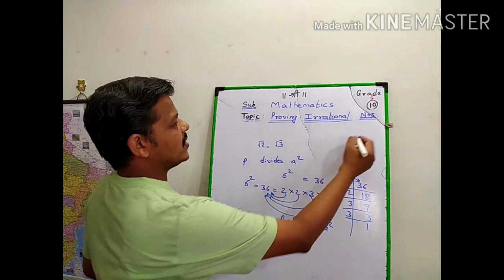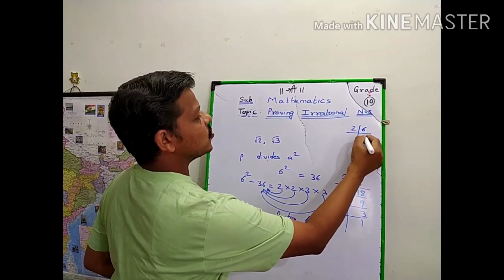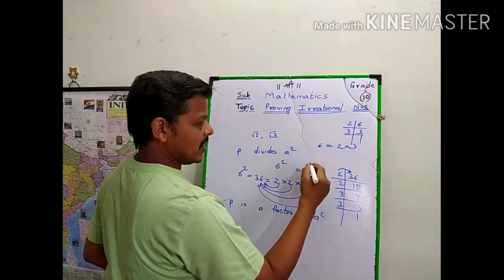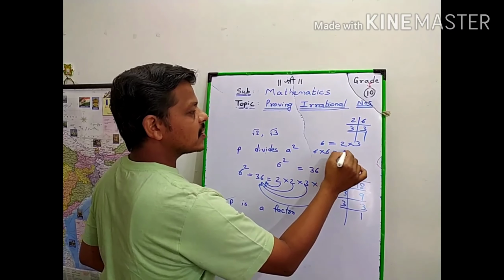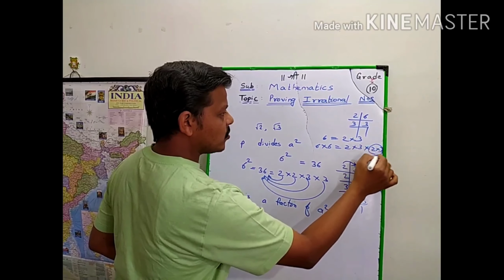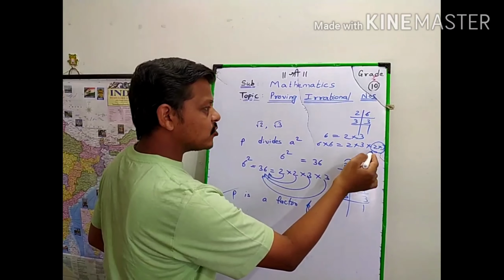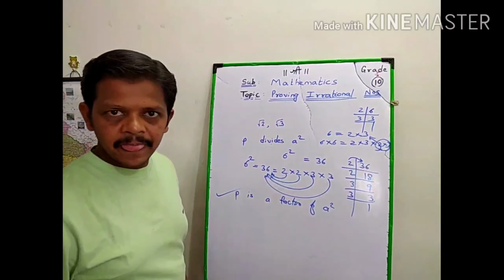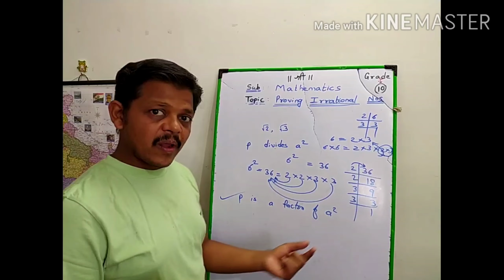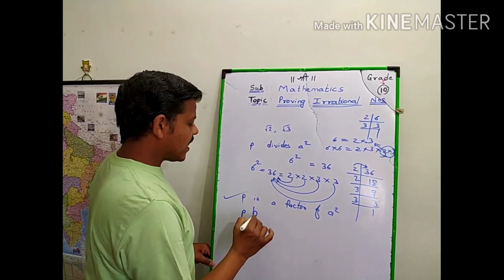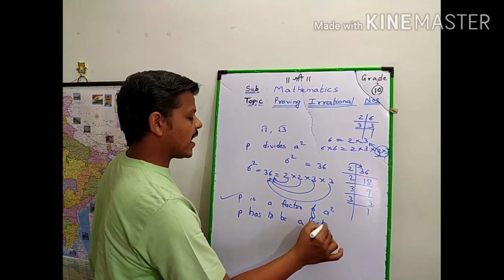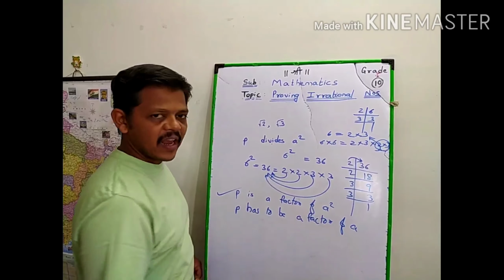of 6, because see, what is 6 actually? 6 was 2 into 3. So when it became 6 into 6, 2 into 3, 2 into 3, whatever factors come over here, they actually come from this original number 6. Am I right? So it's very clear, correct? So if p is a factor of a square, means p has to be first a factor of a. So p has to be a factor of a.